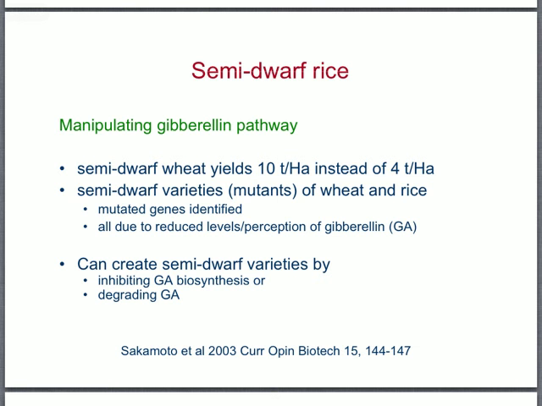Not surprisingly, the rice breeders are very interested in seeing if they can do that for rice. When people have looked at naturally occurring mutants, they've found that many of these have reduced levels and/or perception of gibberellic acid. So if gibberellic acid is not present or perceived, then the plants will be smaller. This then creates an opportunity.